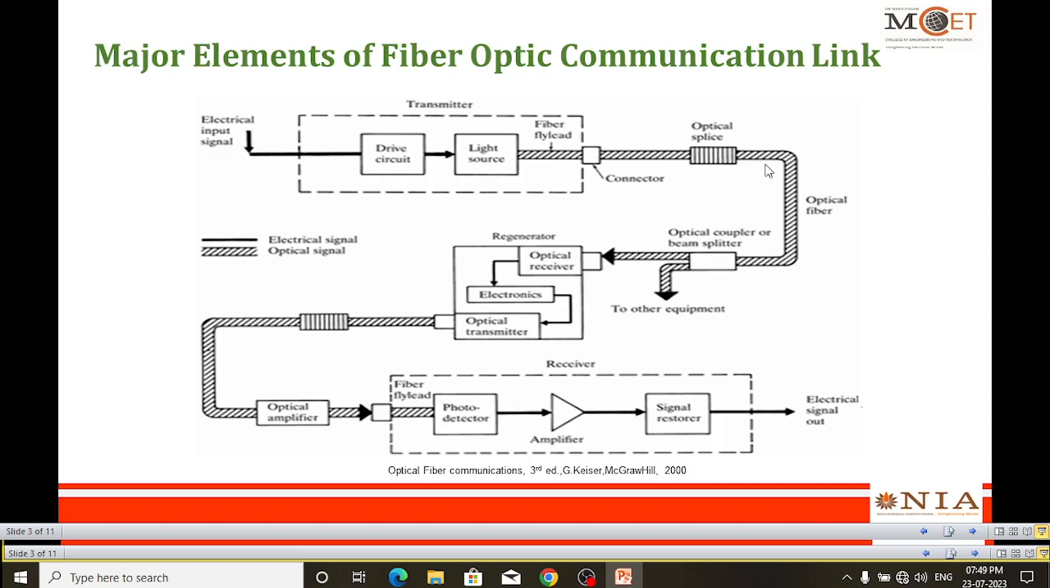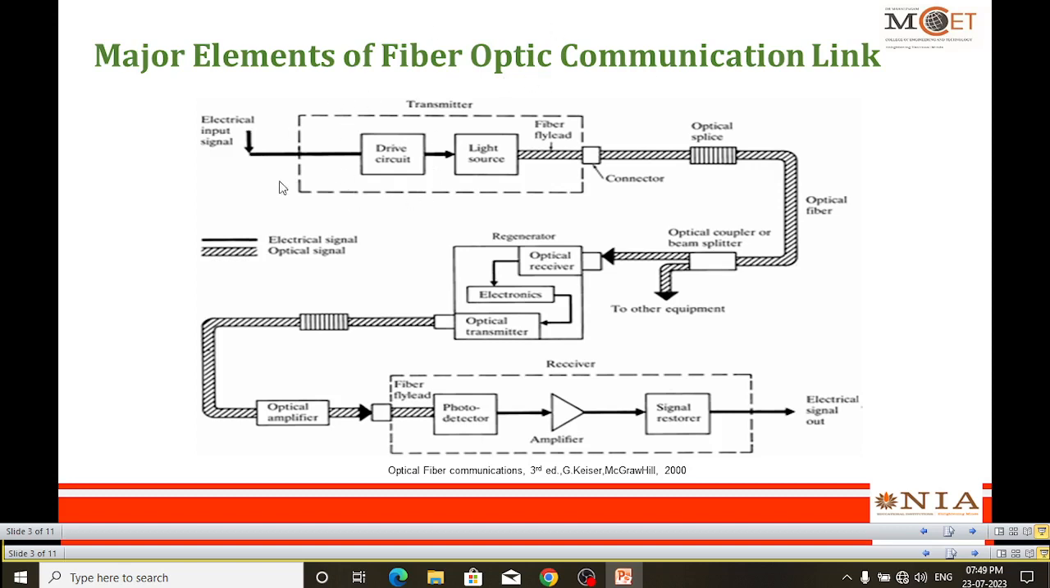We are using wired communication from transmitter to receiver. We use the wired optical fiber as the channel, so optical fiber communication is a wired communication. If you are only transmitting electromagnetic waves, there is no channel, and that is wireless communication. So these are the major elements for the fiber optic communication link.